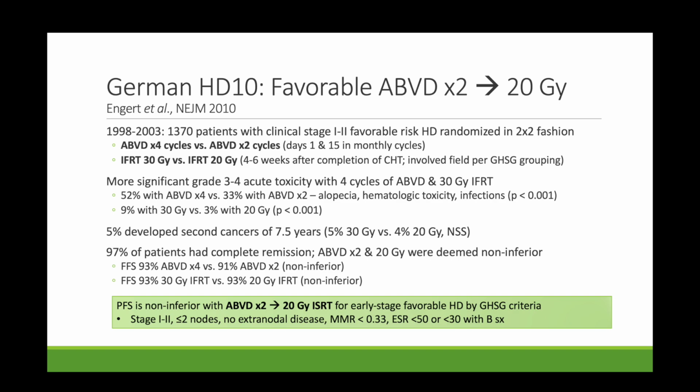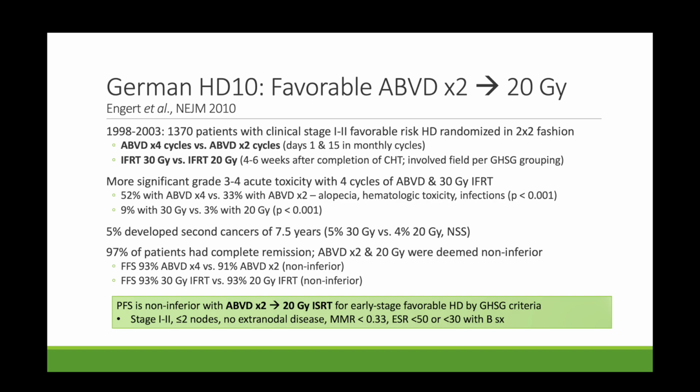And so the conclusion from German HD10 trial was that the progression-free survival is non-inferior with 2 cycles of ABVD followed by 20 gray of involved site radiotherapy for early stage favorable Hodgkin disease by the German Hodgkin study group criteria. And again, I make the caveat, I wrote ISRT there in that green box. Remember, they used IFRT because this trial was done more than 20 years ago. But in the modern era, we use ISRT.